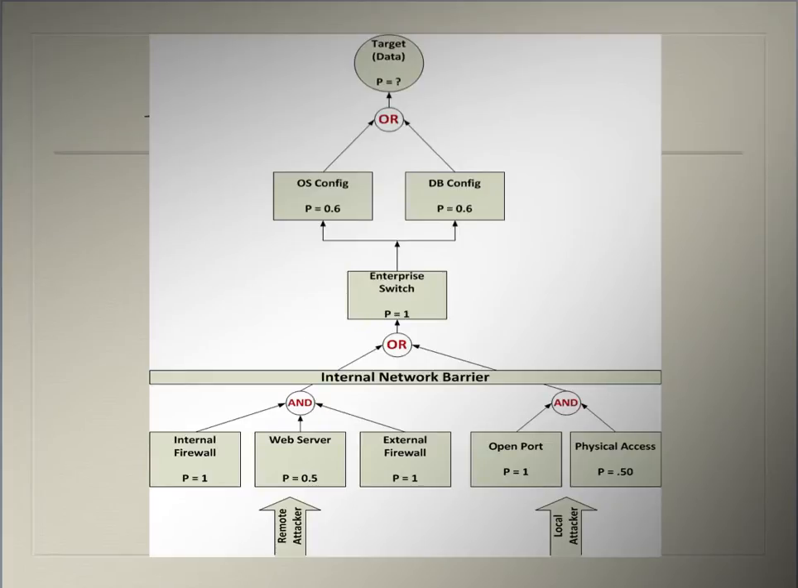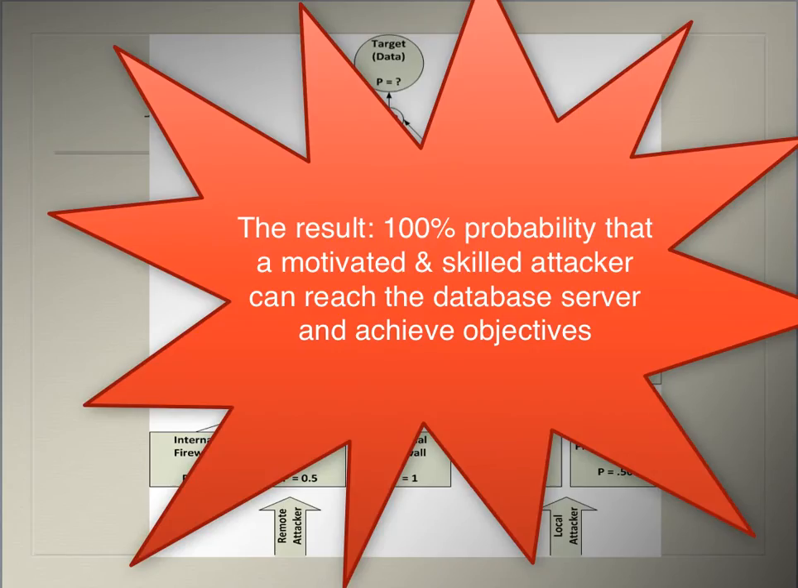Now remember, we determined that when there's an OR, we add. In this particular case, it comes out to 1.2, 120%. The extra 20% is irrelevant. What we end up with is 100% possibility of getting to the target data.